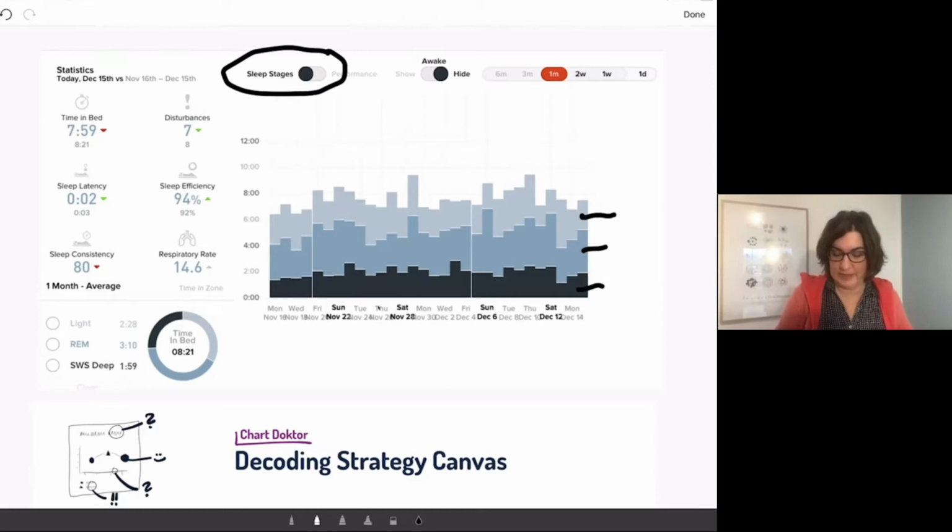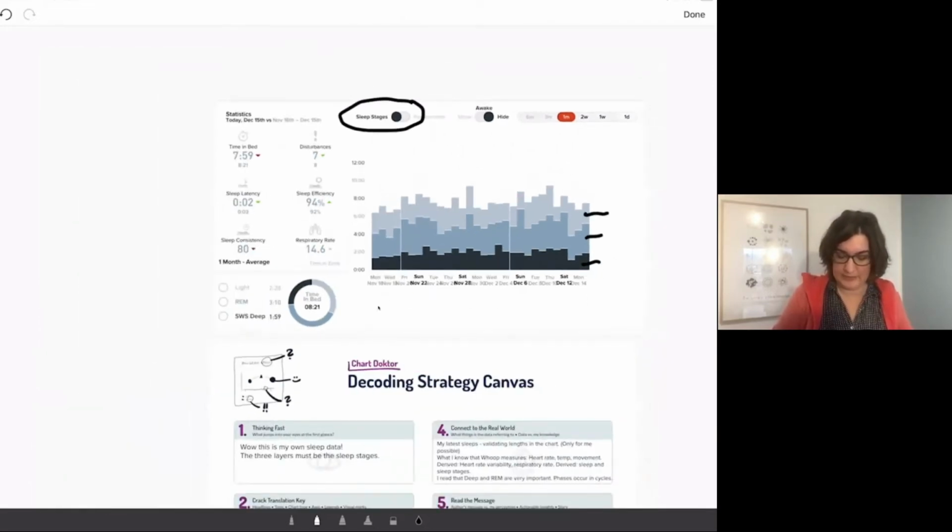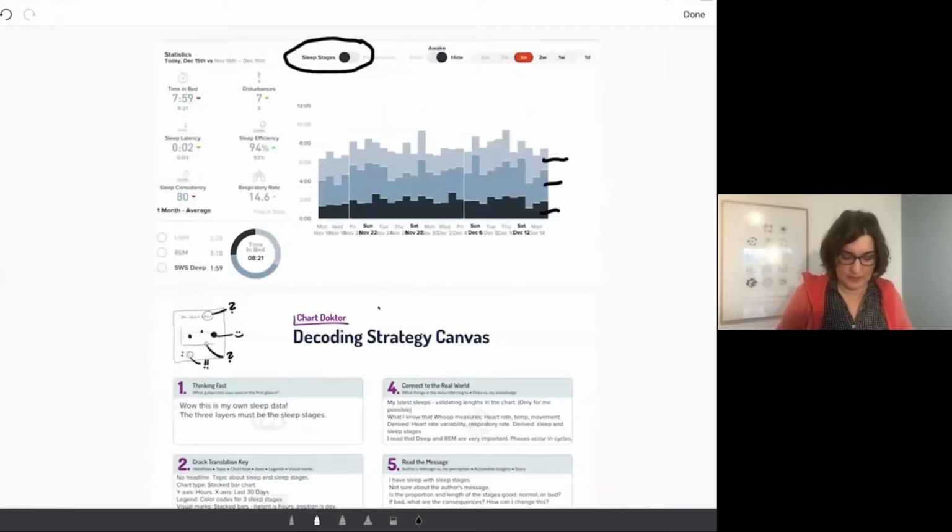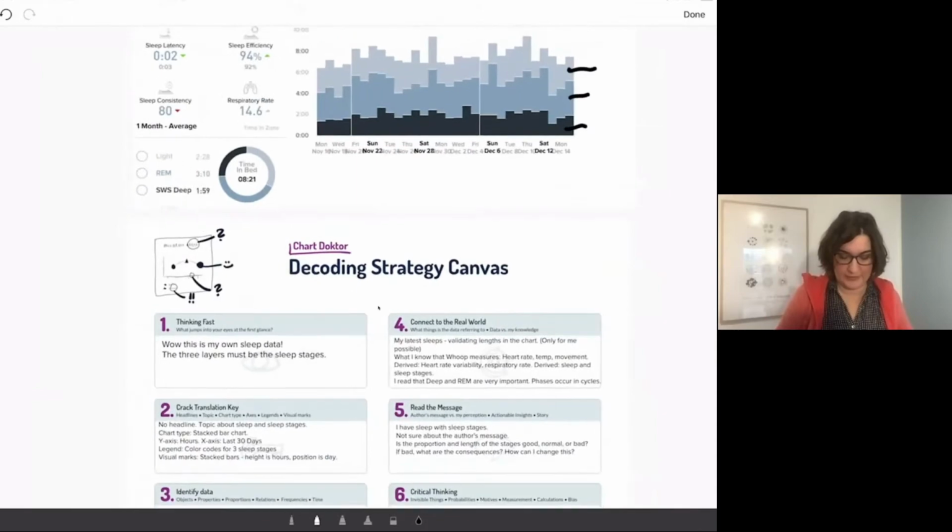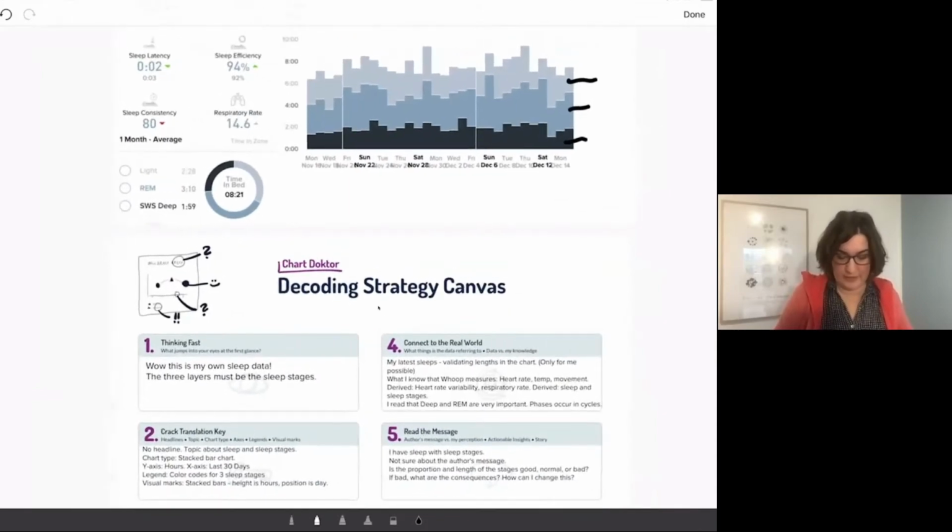And then the next step is to get the correct translation. So what do we have here? We have not really a headline. So I'm a little bit lost, but I know already it's my sleep data, sleep stages. And what kind of chart type is this? This must be a stacked area chart, a stacked bar chart, because it looks like bars in a timeline.